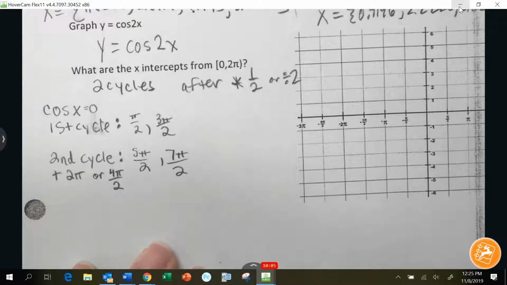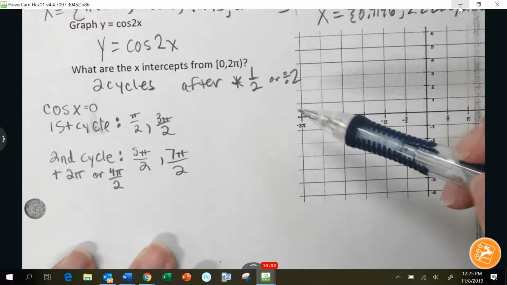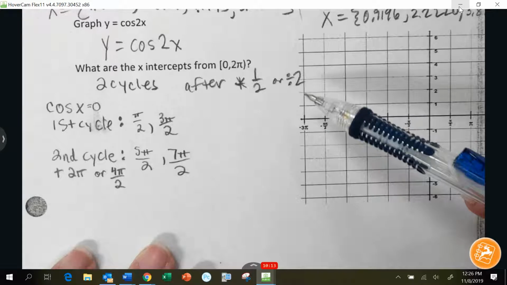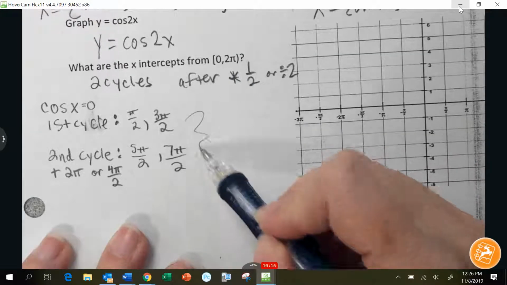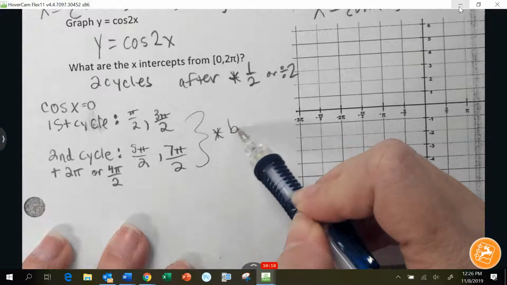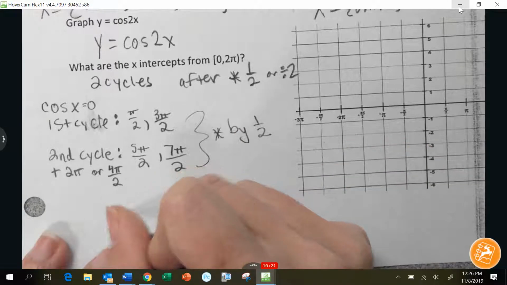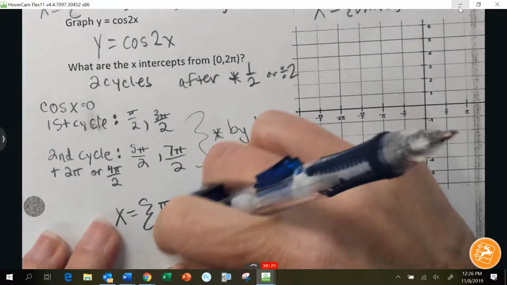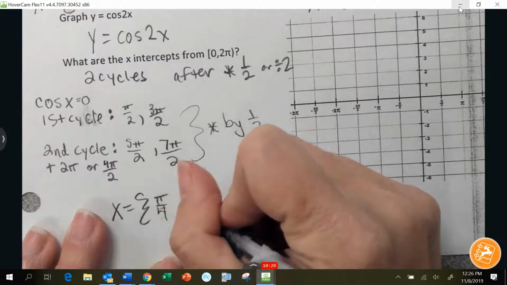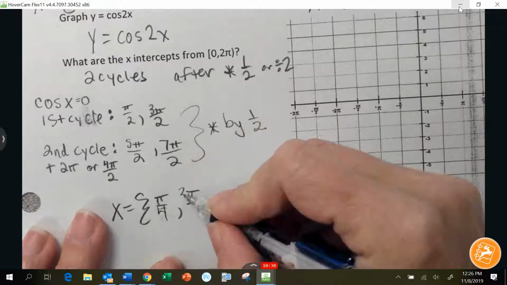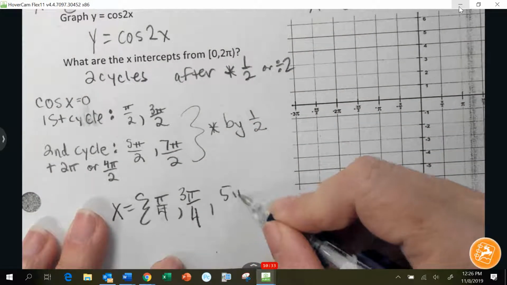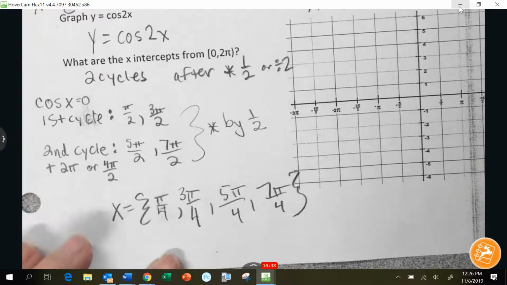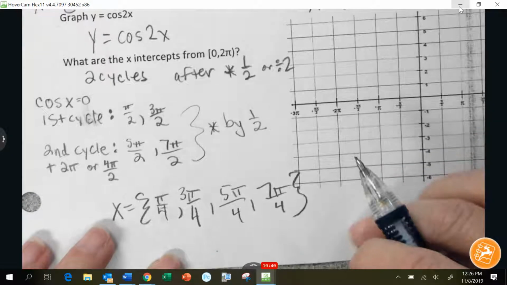Now we need to shrink it down. So when we shrink it down, we're going to multiply all the denominators by 2. So we're going to multiply by half, or we're going to divide by 2. We're going to change all the denominators. Pi over 4, 3 pi over 4, 5 pi over 4, 7 pi over 4. You guys just saw me do that on Desmos.